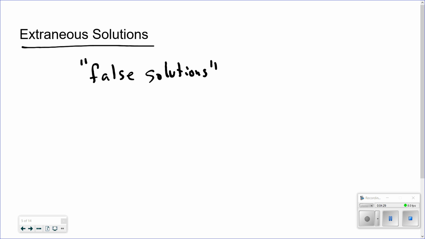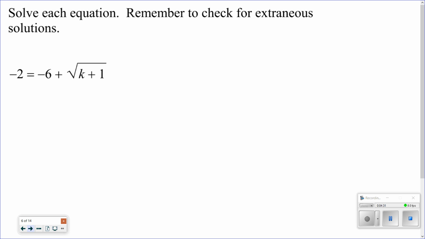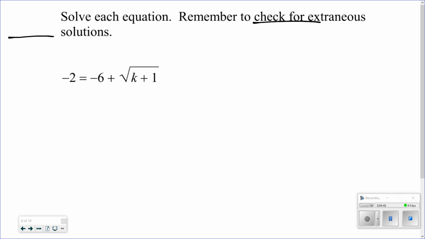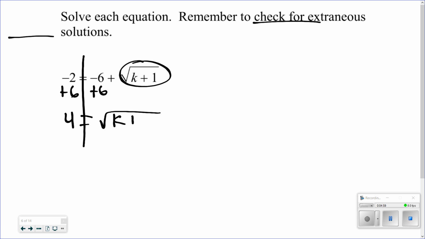All right, let's just do a couple more. Make sure we get the steps on how to do this. So it says, solve each equation, remember to check for extraneous solutions. So that's just reminding us to check to see if you have a false answer. Okay, so let's do this one right here. I'm going to slide it over just a bit. But as I go down through this, I want to get this radical by itself. That's our first step. I've got to get rid of the minus 6. Since it's a separate term, I'm going to add 6. That would be 4 equals the square root of k plus 1. Take both sides and square it to get rid of the square root.